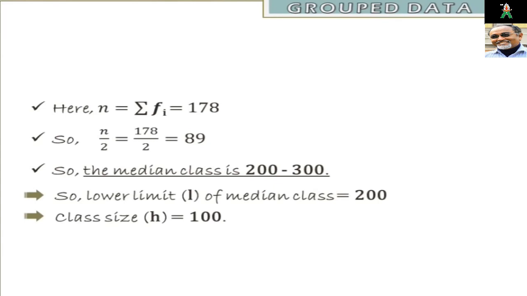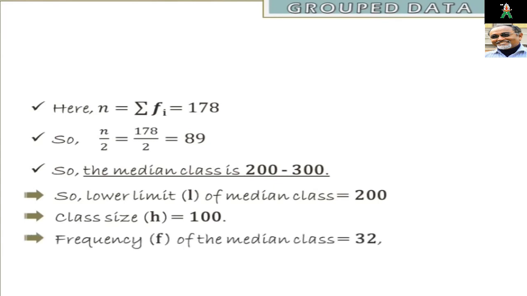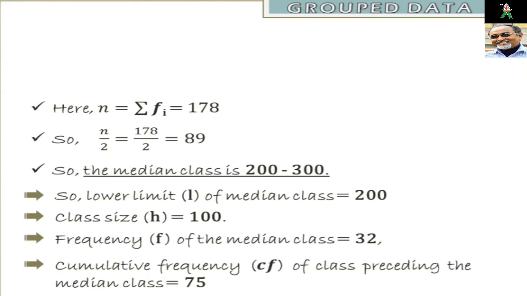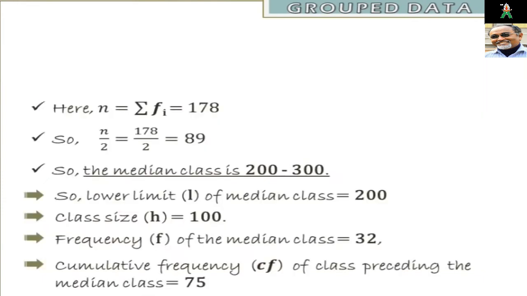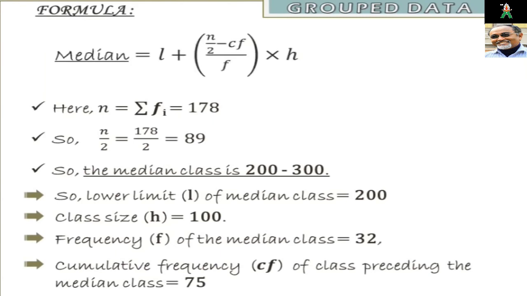The frequency of this median class, f, is 32, and very importantly, we have to keep in mind the cumulative frequency, or CF, of the class preceding this median class, the class that occurs just before it. The cumulative frequency of this class is 75. Now that we know all these values, we can go on to find the median of this grouped data with the formula: L plus N by 2 minus CF upon f, multiplied by h.